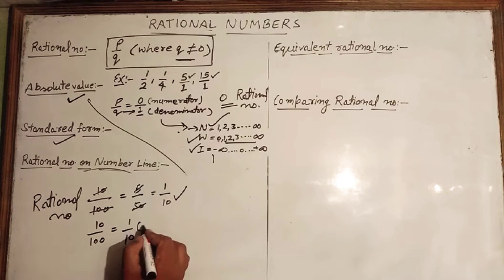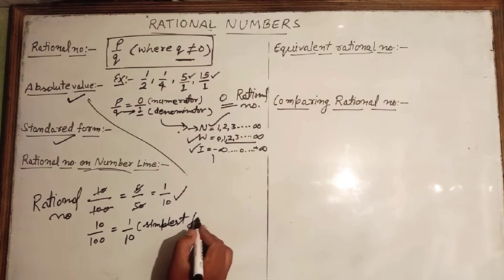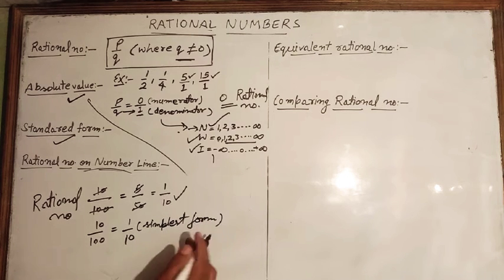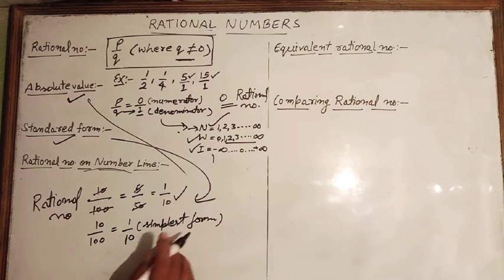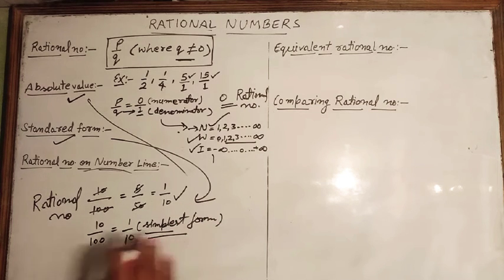See, this is the simplest form of this fraction, and this is also called the standard form of the fraction, the standard form of a rational number. That will be the simplest form.